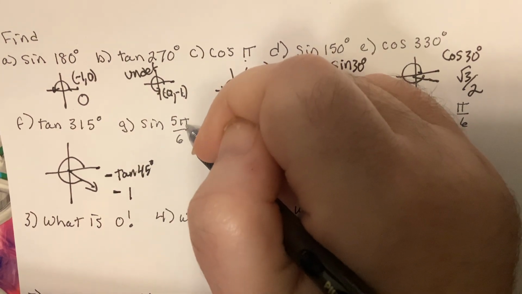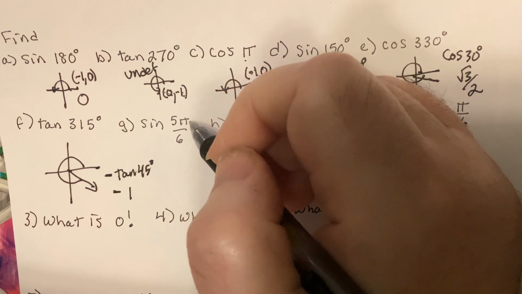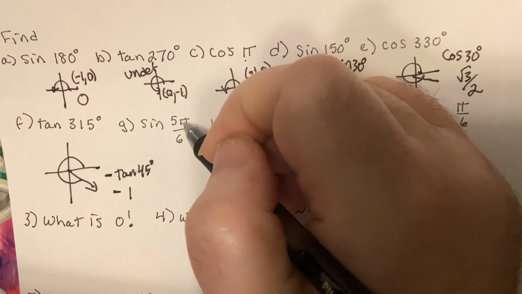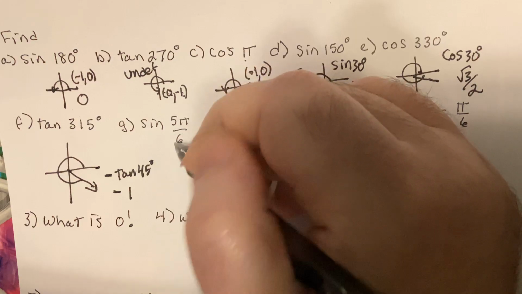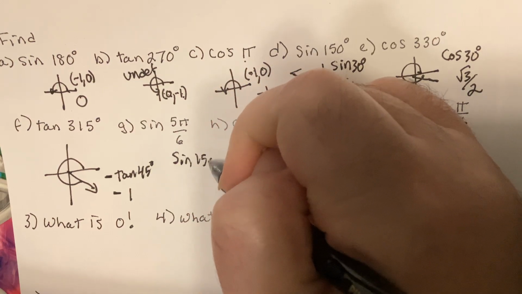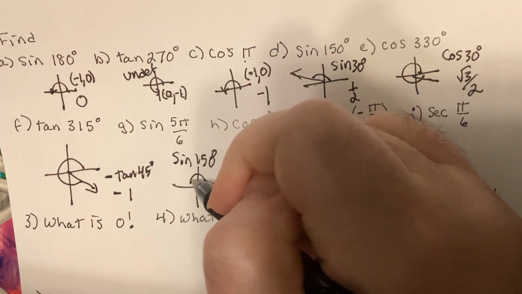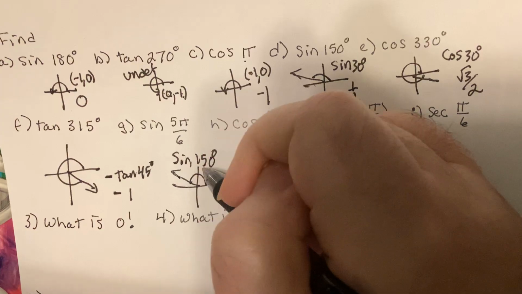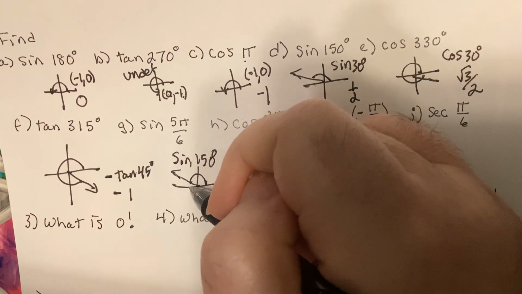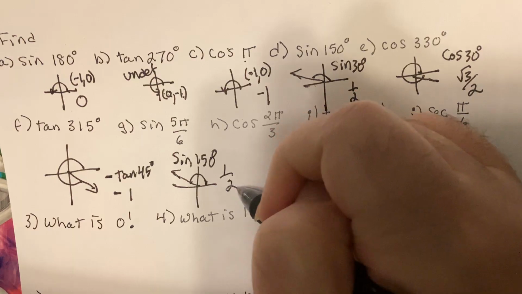Now, when you have radians, it's probably easier for you just to change it to degrees. So 180 divided by 6 is 30, times 5 is 150. So 150 is in the second quadrant. Remember, sine is positive. Reference angle is 30, so it'd be sine of 30, which is a half.